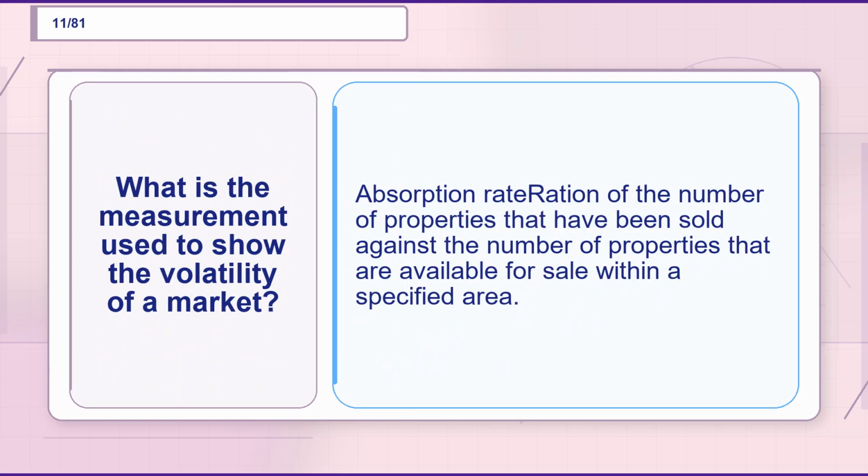Flashcard 11. Term. What is the measurement used to show the volatility of a market? Definition. Absorption rate. Ratio of the number of properties that have been sold against the number of properties that are available for sale within a specified area.